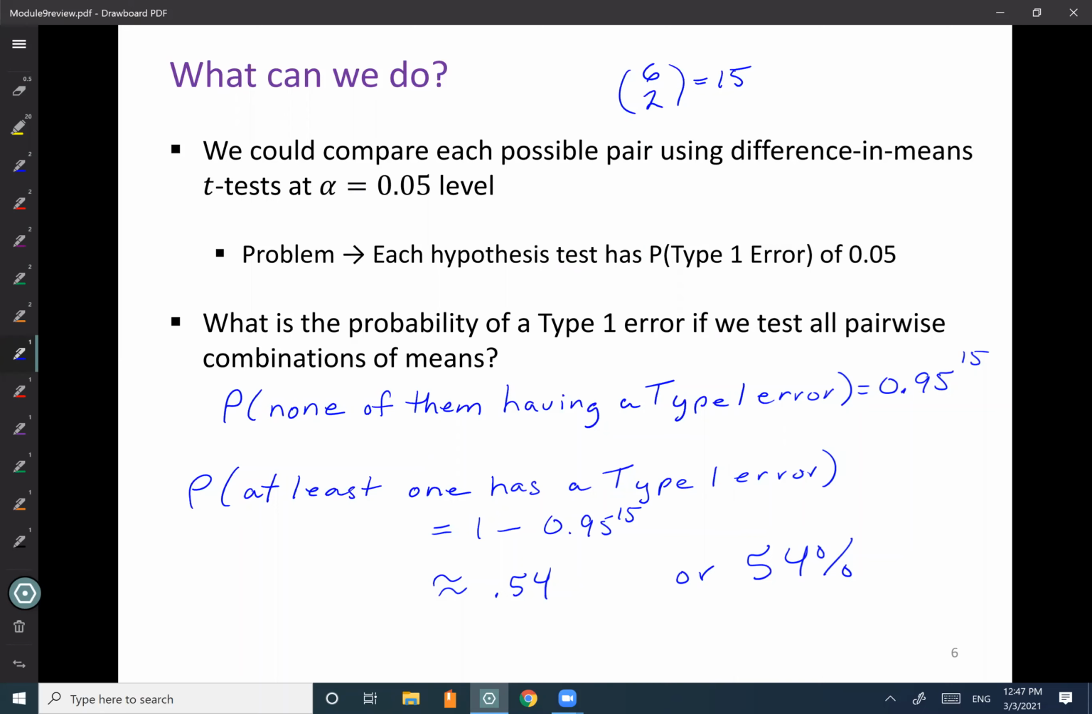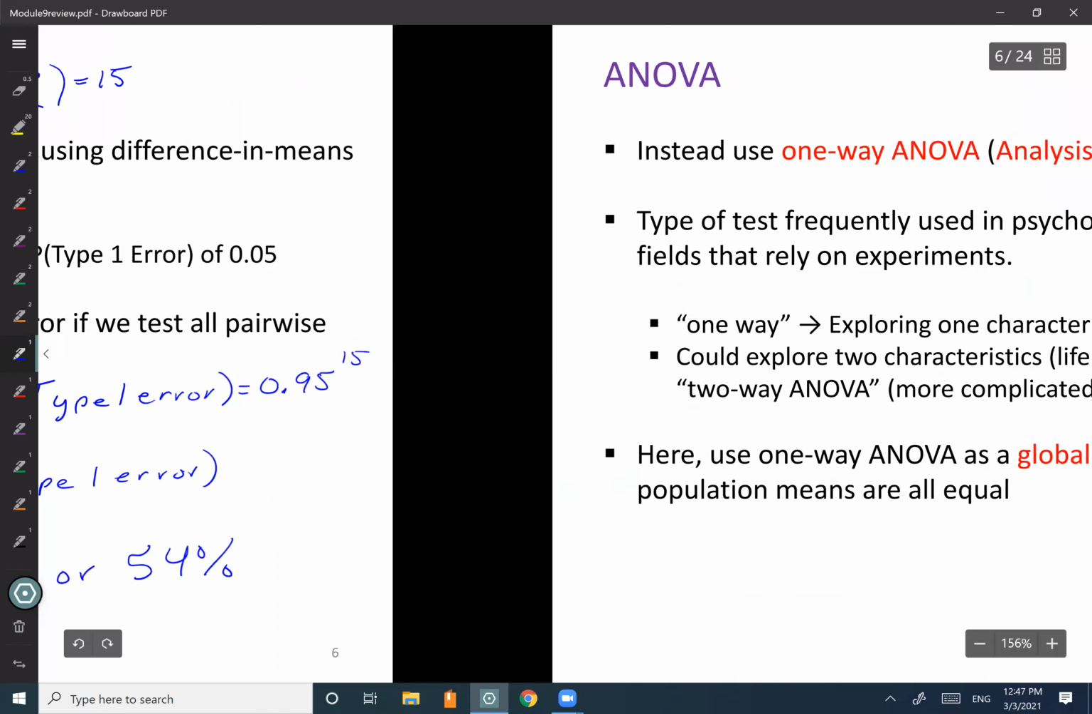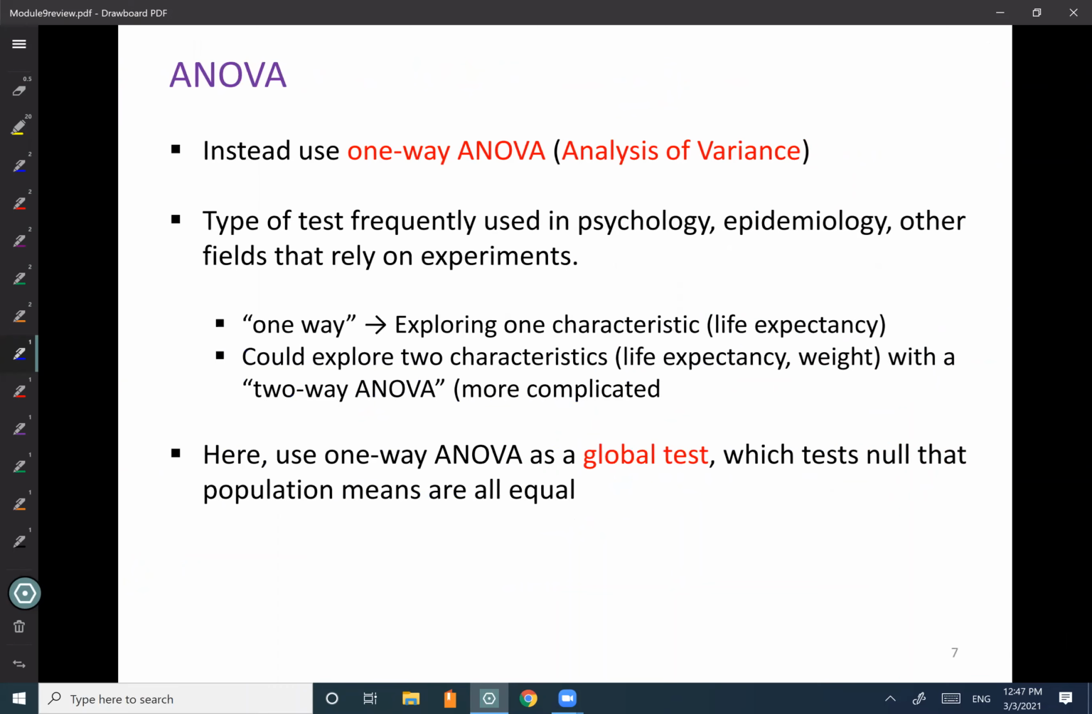So what we can do instead is run a global test, an ANOVA, and we can use a one-way ANOVA. It stands for analysis of variance. This type of test is frequently used in psychology, epidemiology, and other fields that rely on experiments. We call it one-way because we are exploring one characteristic, that is life expectancy. We could explore two characteristics, and have a two-way ANOVA if we had life expectancy and weight, let's say, but that is more complicated.